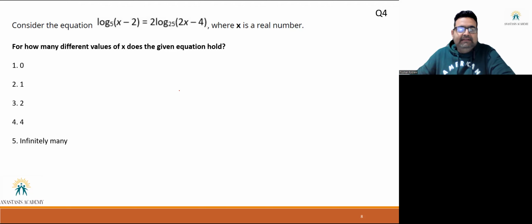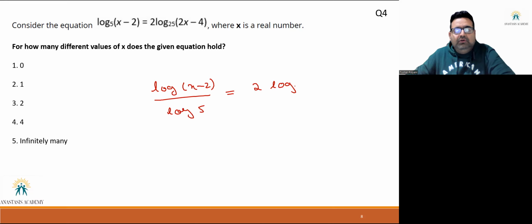It was very easy, right? When you see log, I can write the left hand side as log x minus 2 upon log 5, and the right hand side I can write as 2 log 2 was already there, 2x minus 4, and in the bottom there is log 25, which again 25 is 5 power 2, so it becomes 2 log 5. So this 2 cancels out with this 2, this log 5, this log. Now log of a number is equal to log of another number. That's only possible when those two numbers are equal.